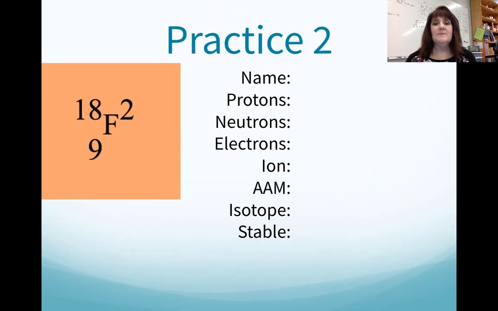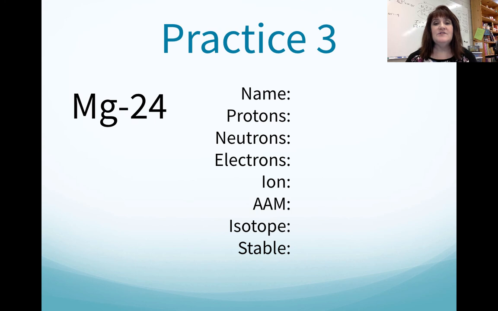Practice 2. Its name is fluorine. 9 protons, 9 neutrons, and 7 electrons. It is an ion. The AAM is 19. It is an isotope. It is not stable.